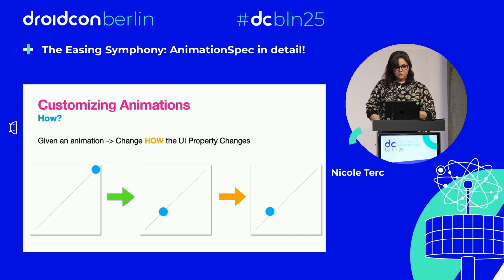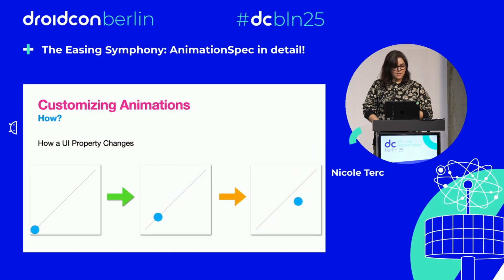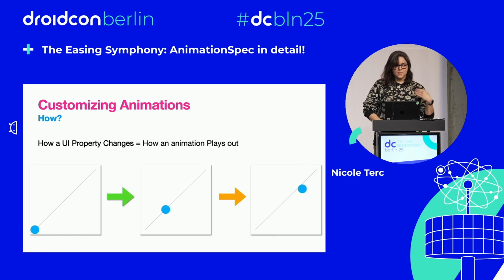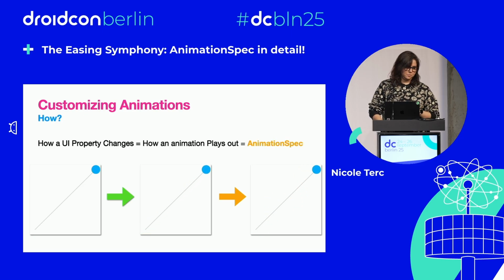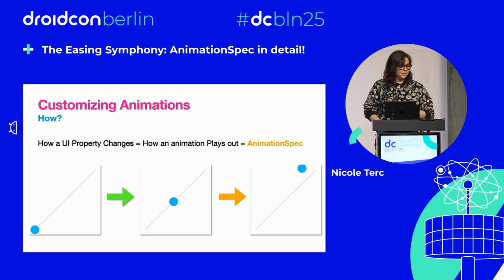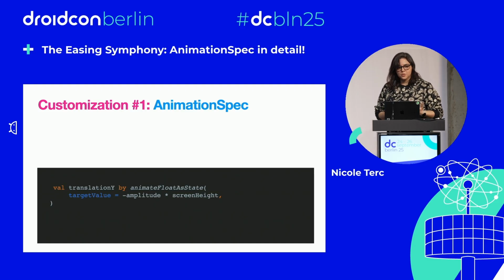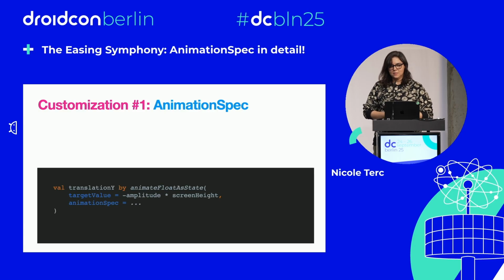Cool. But just to give names to what I'm saying here, whenever I refer to how a UI property changes, this is referring to how an animation plays out, and this is basically already talking about AnimationSpec. So let's jump into our customization number 1, which is AnimationSpec. AnimationSpec is an optional parameter in most of these animation APIs, and basically how you set it is you just set an animation spec.